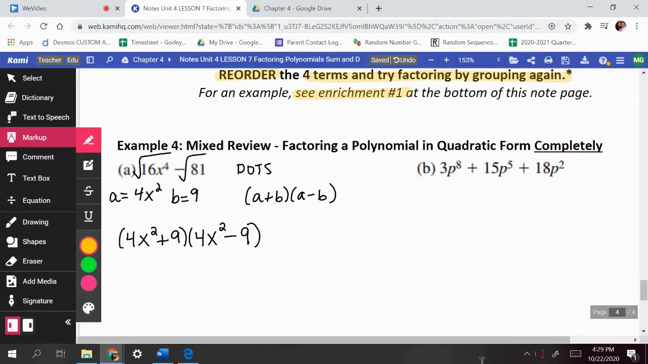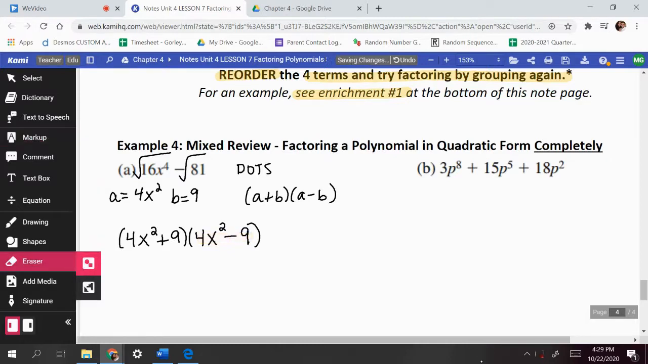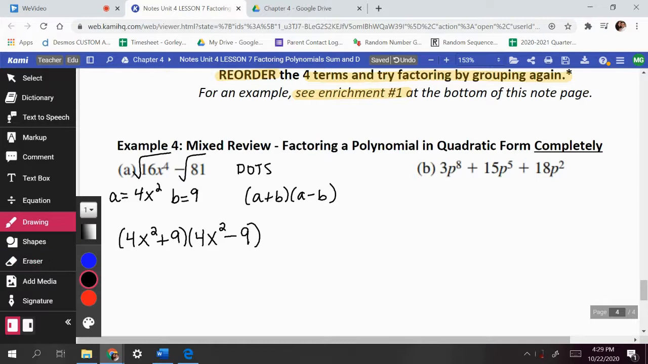What about this one, 4x squared minus 9? That's a difference of squares again, right? So I'm going to leave my 4x squared plus 9 alone, but this factor right here, I'm going to break up using a difference of two squares again. Okay, 4x squared is a perfect square of 2x, and 9 is a perfect square of 3. So I'm going to have a plus b, a minus b. All right, and that's it. That's going to be my answer.